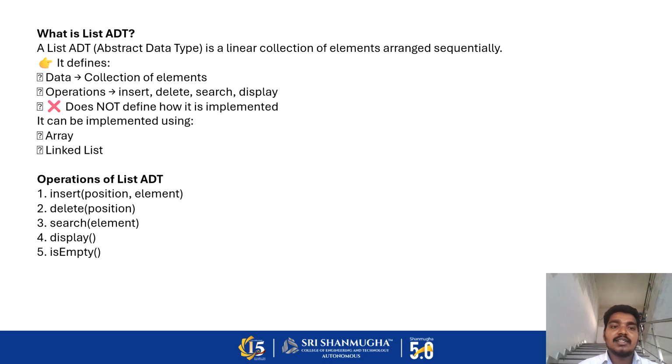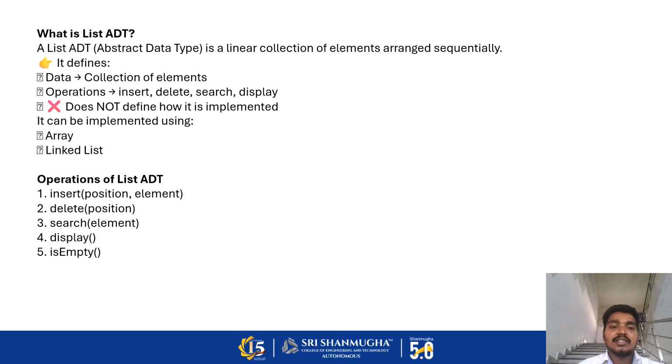So what is a list ADT? A list ADT is an abstract data type, a linear collection of elements arranged sequentially. It defines the data, a collection of elements, and its operations are insert, delete, display, and search. It does not say how to implement; the implementation is hidden. We can implement it using an array or a linked list.